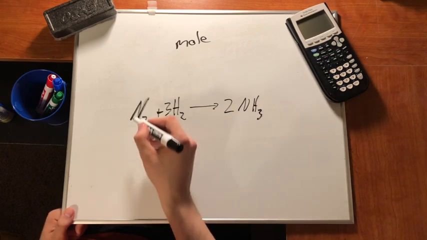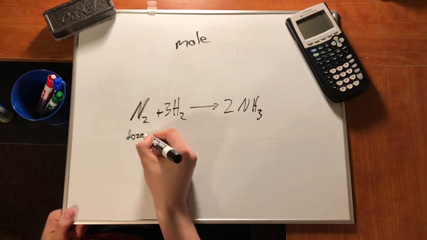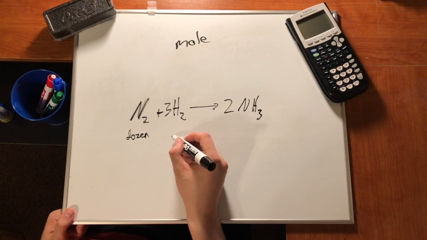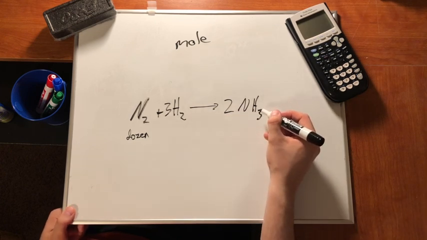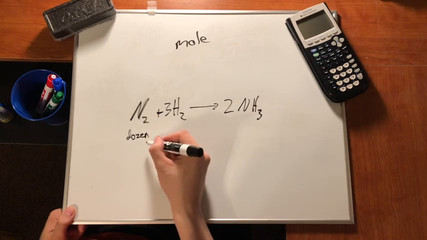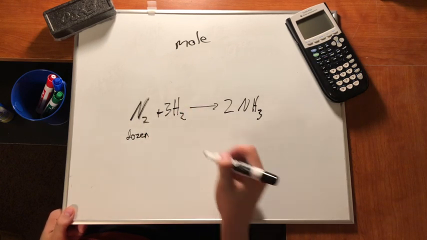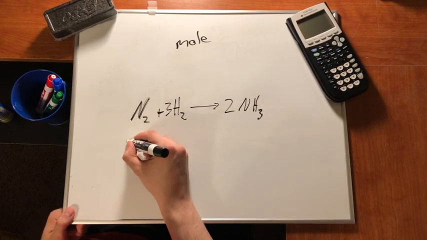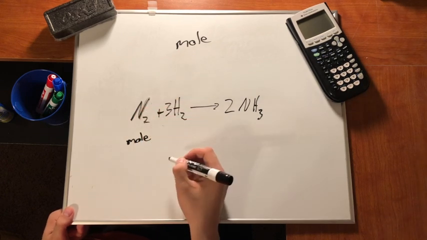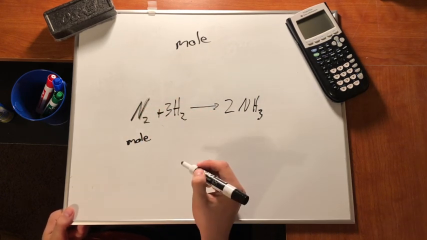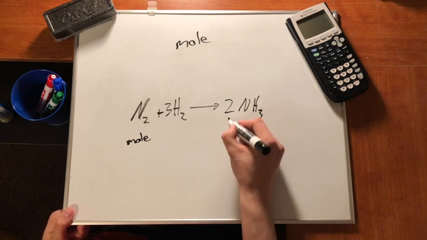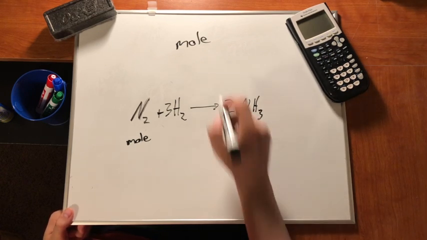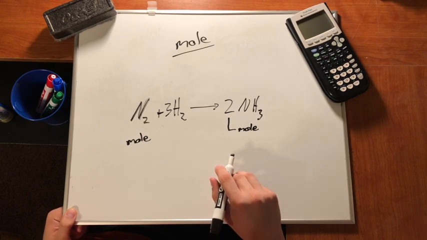If I had 1 dozen nitrogen molecules and then 3 dozen hydrogen molecules, I would get 2 dozen ammonia molecules, right? So the unit is the same with the coefficients, right? If I use singles or dozens, or if I use moles, if I had 1 mole of these molecules and 3 moles of hydrogen molecules, I would get 2 moles of ammonia.